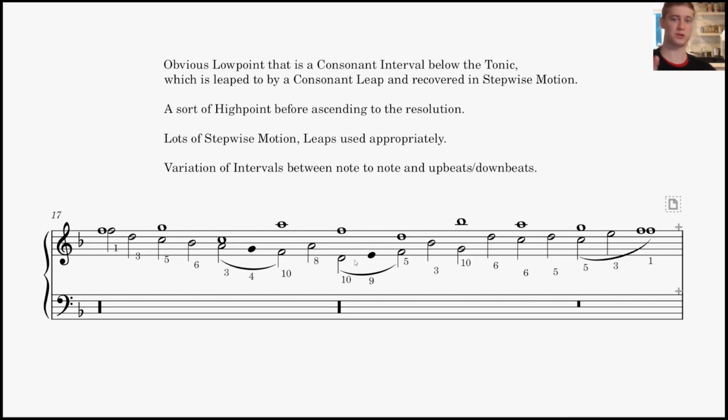And then there are larger leaps going to areas like the low point and the high point, which then are recovered. In all, there's a lot of variation of intervals from note to note and also between the upbeats or the downbeats, so upbeat to upbeat and downbeat to downbeat. You don't see a lot of 5ths between every upbeat, and you also don't see a lot of 3rds and 6ths between every single downbeat. There's a good amount of variation throughout.